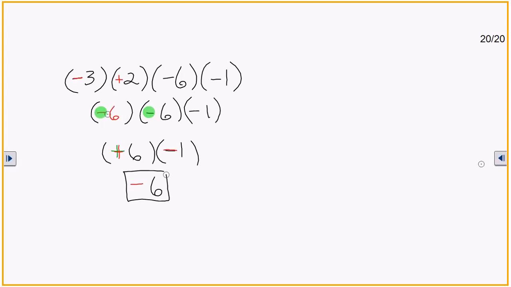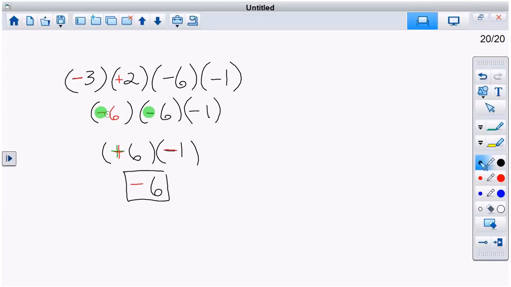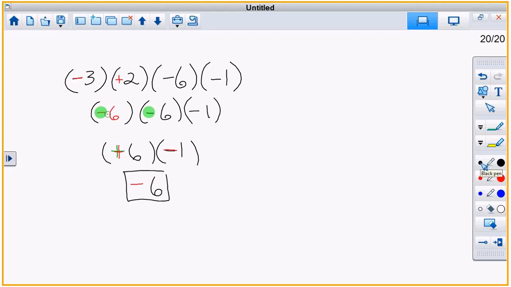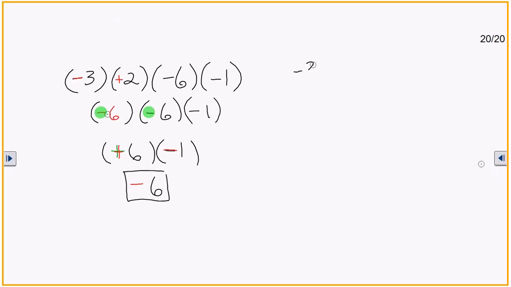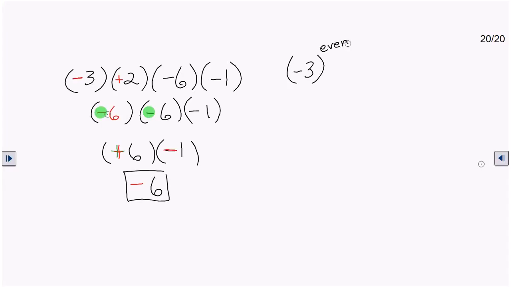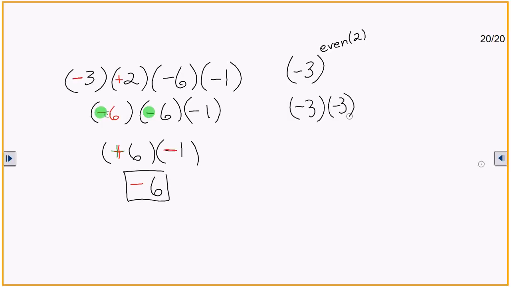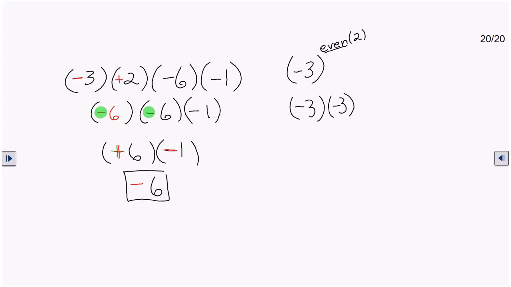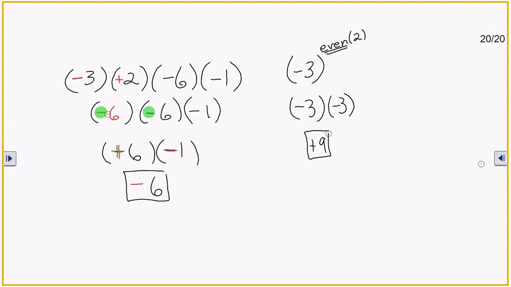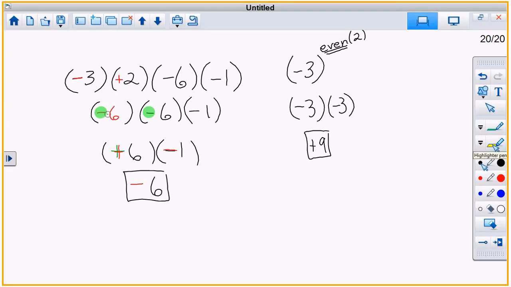Same thing with exponents. Let's go ahead and we're going to study about exponents here in the near future. If I have a negative 3 and I raise that to an even exponent, like a 2, that would be negative 3 times negative 3. That will always give me a positive number because the even exponents make the signs what? Like.